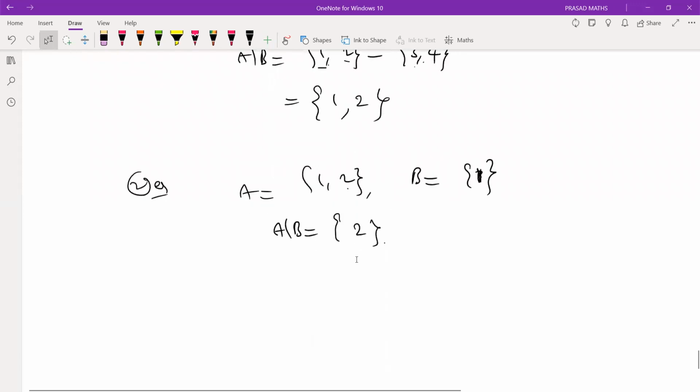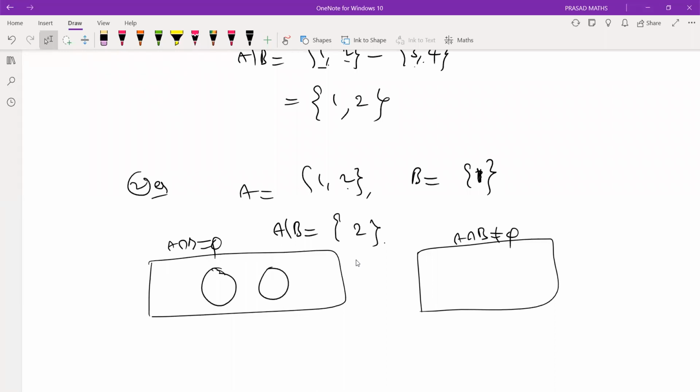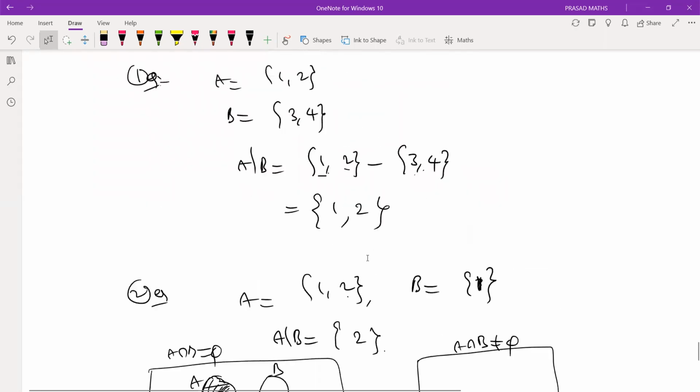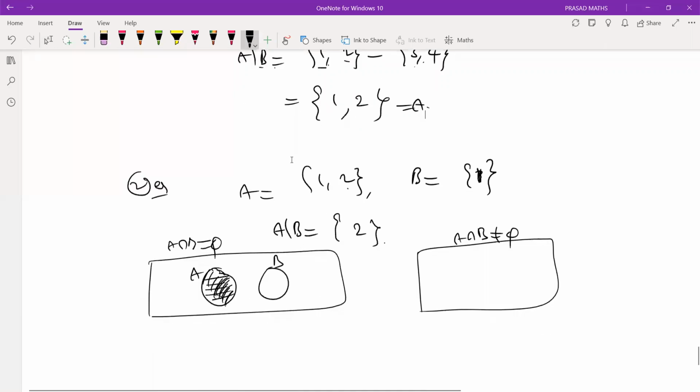So can you draw the Venn diagram? There are two possibilities for the Venn diagram. If A intersection B is empty, we can have one Venn diagram. If A intersection B is non-empty, we can have another Venn diagram. If A intersection B is empty, what is A minus B? This is my A minus B. A minus B is nothing but exactly A itself, as we have seen just now. Therefore, my Venn diagram is A itself.